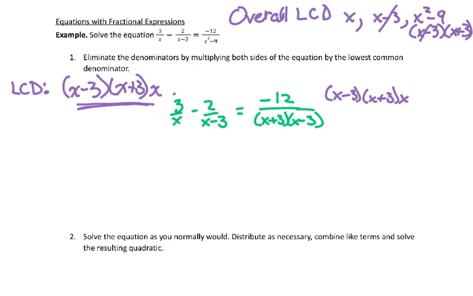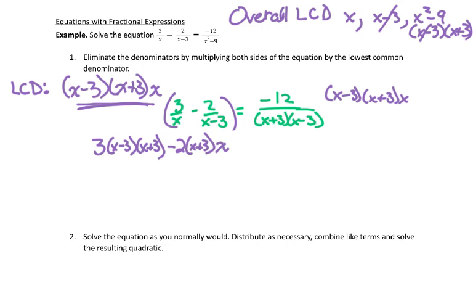Now, what can we simplify when we multiply the left side by that LCD? Well, when we take the first term, the x's will cancel, and we'll be left with 3, x minus 3, x plus 3. And the second term, the x minus 3's will cancel, and we'll be left with minus 2, x plus 3, and x. And let me just move that over. Let's continue with the left side.